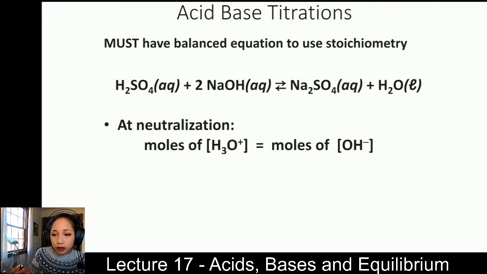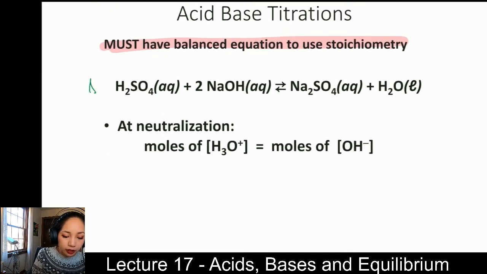So the important thing with titrations is that we need to have a balanced equation in order to use stoichiometry. So here's another example of a different neutralization reaction between sulfuric acid and sodium hydroxide. It's already balanced here. Sulfuric acid, H2SO4, is our acid, and sodium hydroxide is our base.